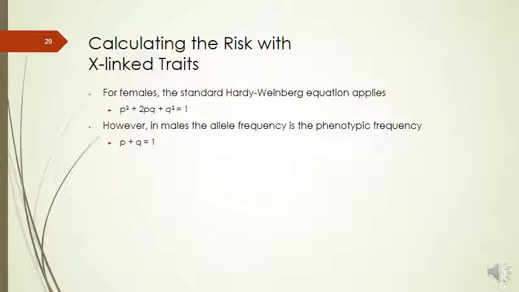When looking at calculating the risk for X-linked traits, different predictions of allele frequencies apply to males and females. For a female who can be homozygous recessive, homozygous dominant, or a heterozygote, the standard Hardy-Weinberg equation of p squared plus 2pq plus q squared equals 1 applies. However, in males, the allele frequency is the phenotypic frequency because a male who inherits an X-linked recessive allele exhibits it in the phenotype. So for the females, we see that it goes by the Hardy-Weinberg formula, but for males, it's going to be p plus q equals 1.